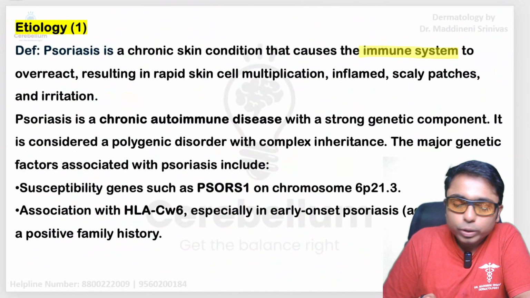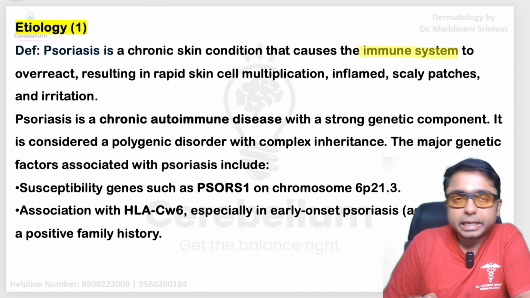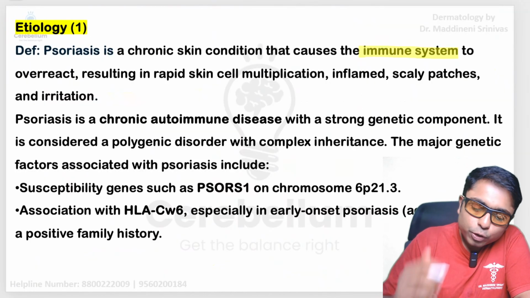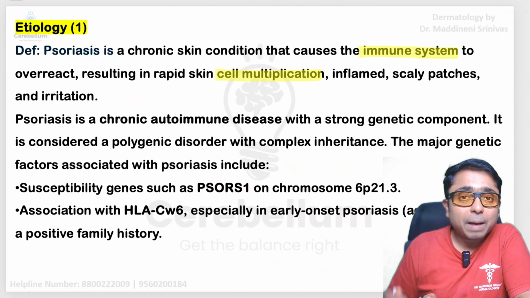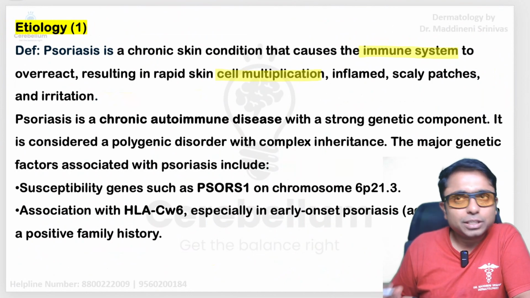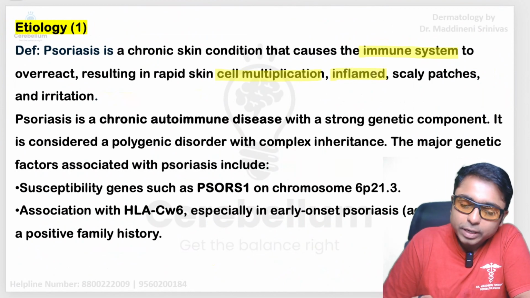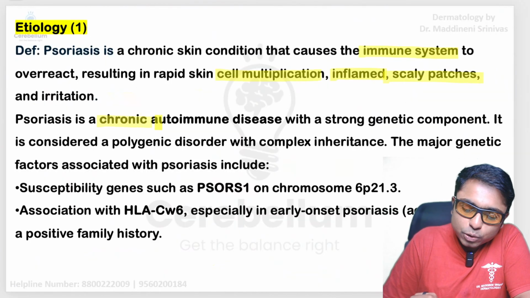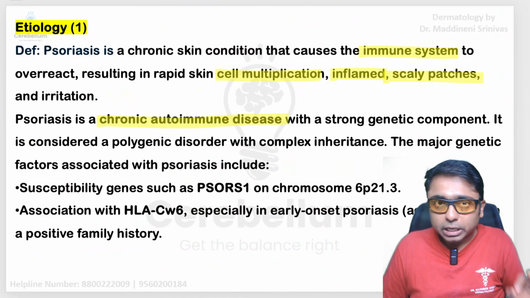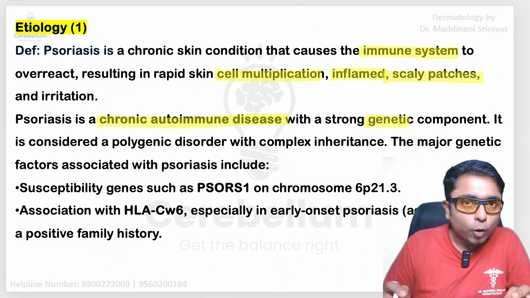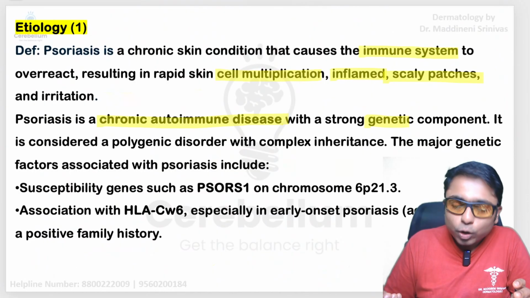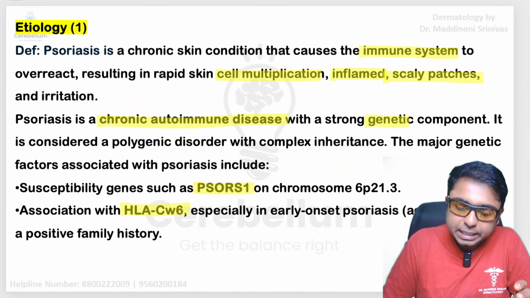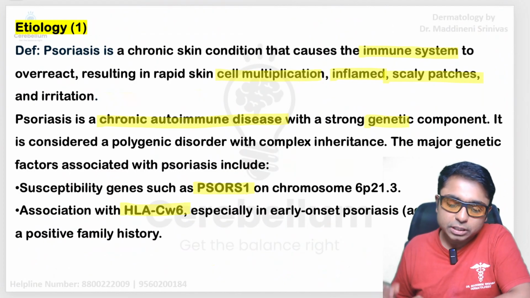It is an autoimmune condition. In psoriasis there is first autoimmunity in the dermis, which produces rapid keratinocyte multiplication in the epidermis, leading to inflammation, and clinically there will be scaly patches and irritation. Like I have already told you, it is a chronic autoimmune condition and it also has a genetic component. What are the genetic components which you need to remember? It is the PSORS1 gene and HLA-Cw6. These are the important genetic associations which you need to remember.